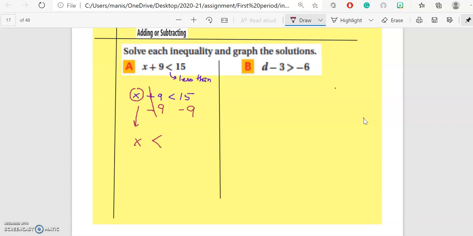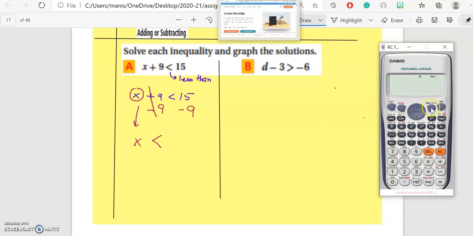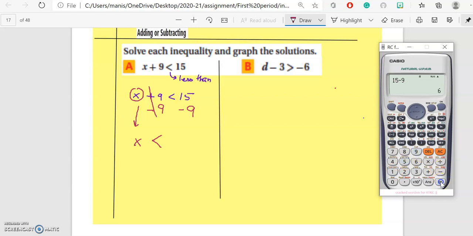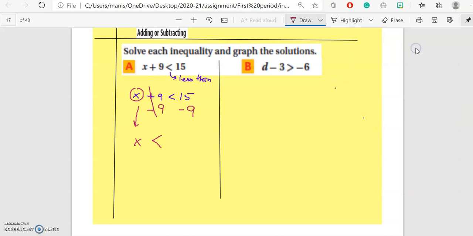Now I am having 15 minus 9. As you all are having your calculator, pull out your calculator and do 15, minus sign, 9, and it gives you 6. So my answer is 6 over here. So I will still read it. My answer is x is less than 6.